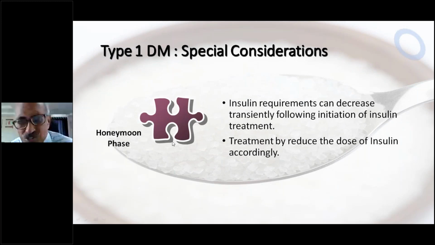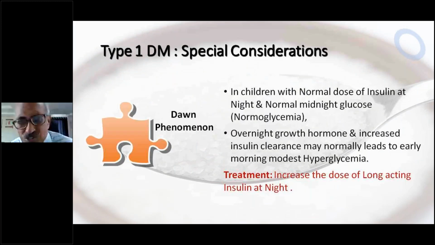Reduction of insulin is necessary during that period. So blindly you cannot keep on giving the same dose, because in spite of that they are going to get hypoglycemia. So during the honeymoon period you must reduce the dose or even stop the doses, but after that you must restart it. That must be very, very clear to the parent.